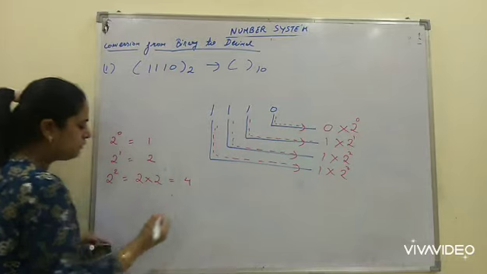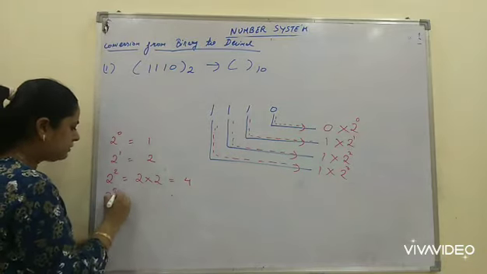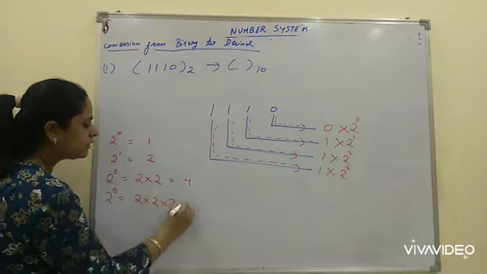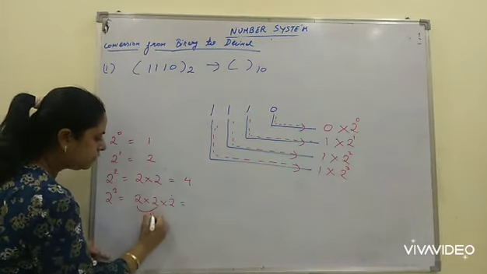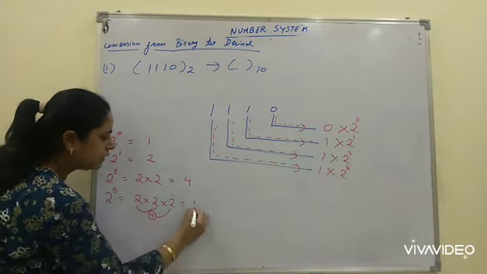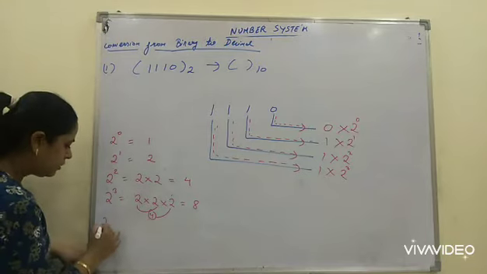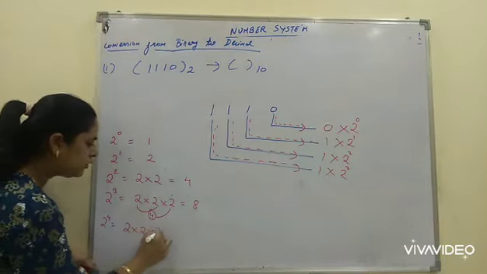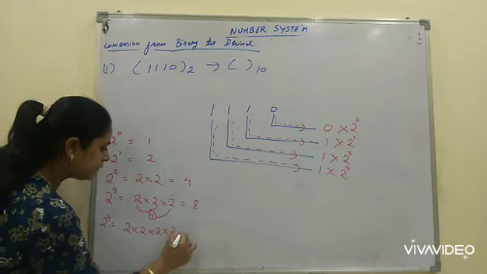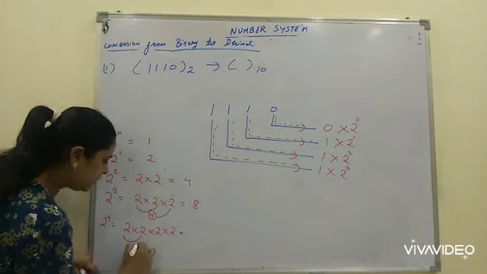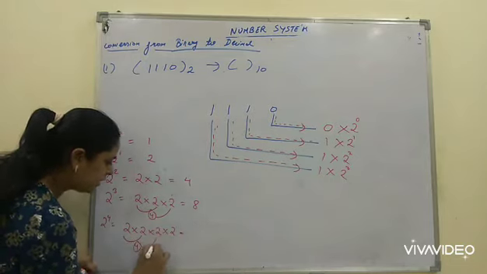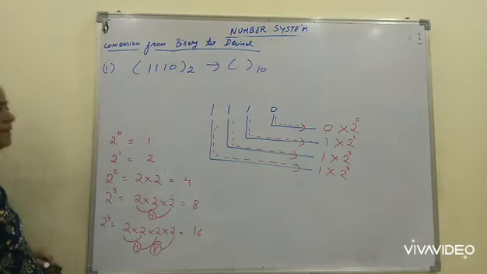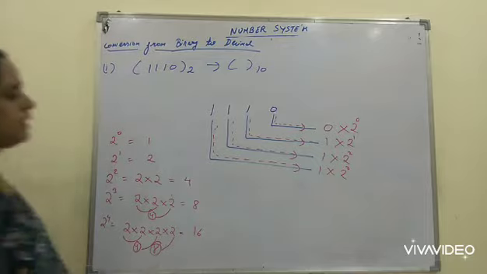2 twos are 4. 2 to the power 3 is what? We will multiply 3 times. 2 twos are 4. 4 twos are 8. 2 to the power 4 means we will multiply 4 times. 4 twos are 8. 8 twos are 16. Like this it goes on.